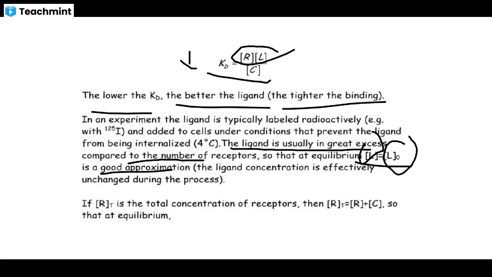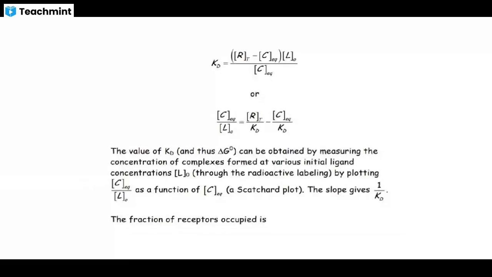If RT is the total concentration of the receptor, then some receptor is free, R, and some receptor is combined with the ligand to give the complex, C. So that is the total. Then substitute R equal to RT minus C equilibrium divided by C equilibrium into L0, then rearrange the equation, and you get the relation.